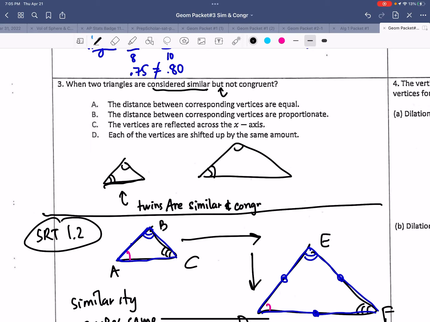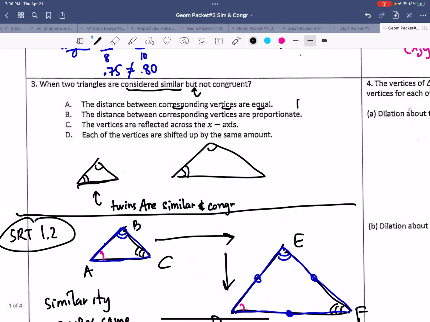So technically, a square is a rectangle, but a rectangle isn't a square. Two congruent shapes happen to also be similar, but these two shapes that I've shown here are similar but not congruent. So I've drawn a picture of that. All right, now it says, if this is true, the distance between the corresponding vertices are equal.